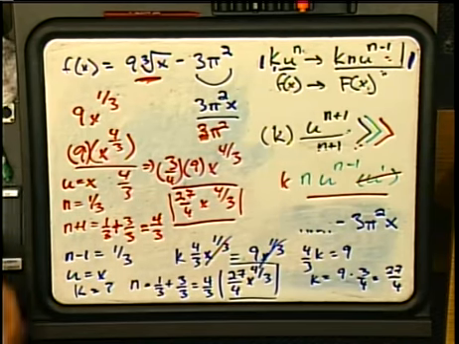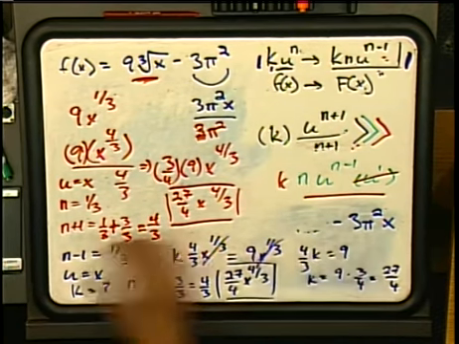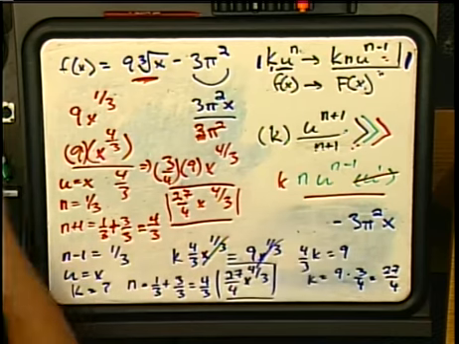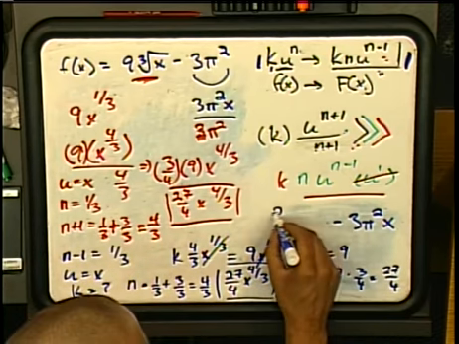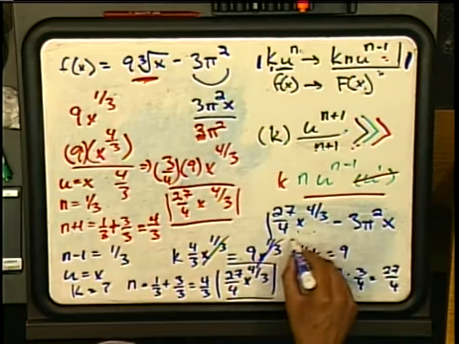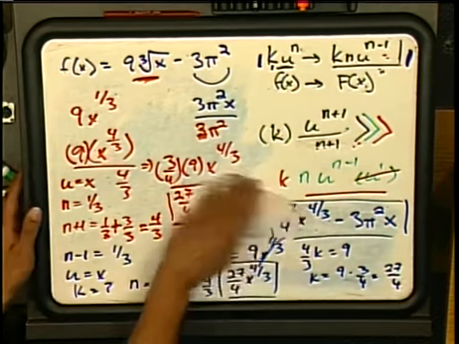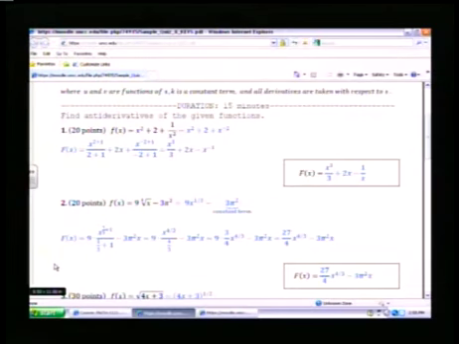Okay. You got this one? Yeah. Oh, is that the whole problem? Yeah, that's the whole thing. You just put those two together. So that 27 over 4x to the 4/3 will be right here. And that's the whole answer. Okay, next problem.